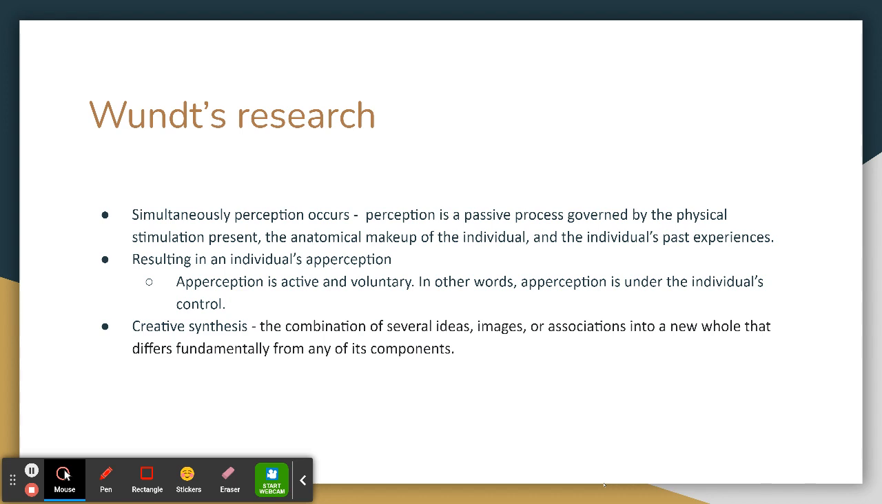With this comes the new term creative synthesis, which is the combination of several ideas, images, or associations into a new whole that differs fundamentally from any of its components.